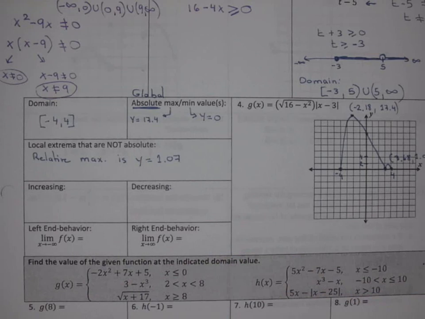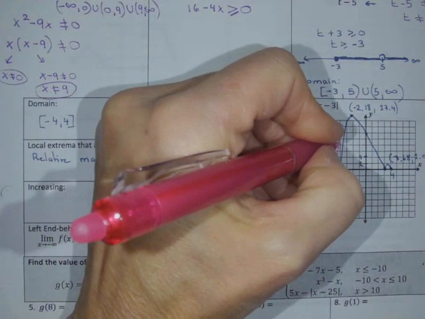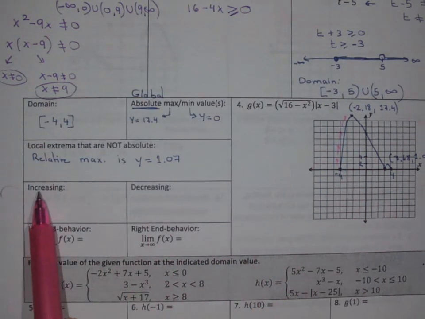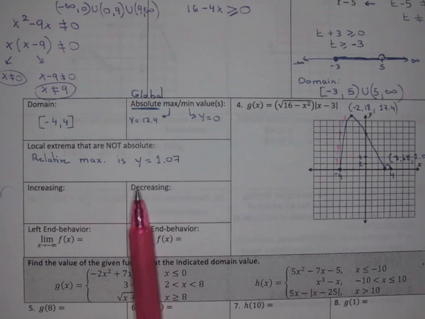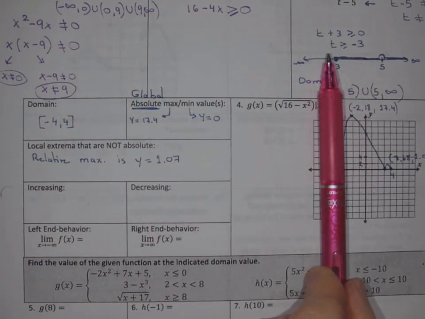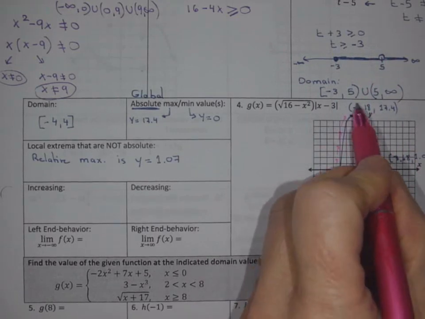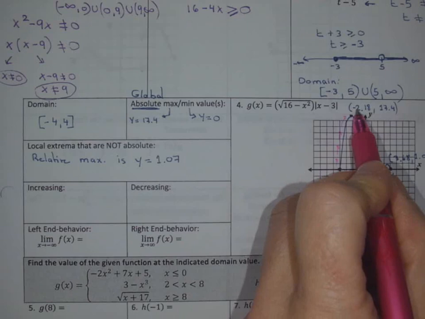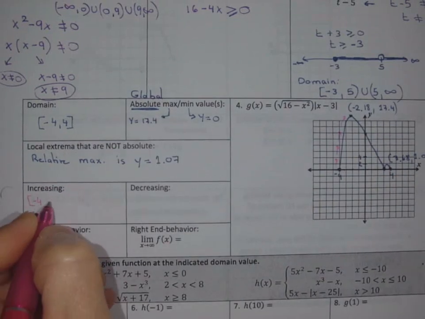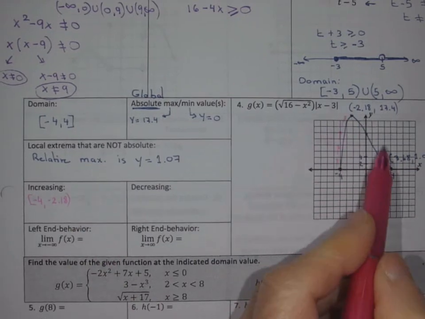Where is the function increasing? Well, the function is increasing all the way until I reach the max here, right? So when we want increase and decrease, remember we don't talk y's anymore. We talk from what x to what x, right? So it's from -4 all the way to -2.18. So it's increasing from -4 all the way to -2.18.